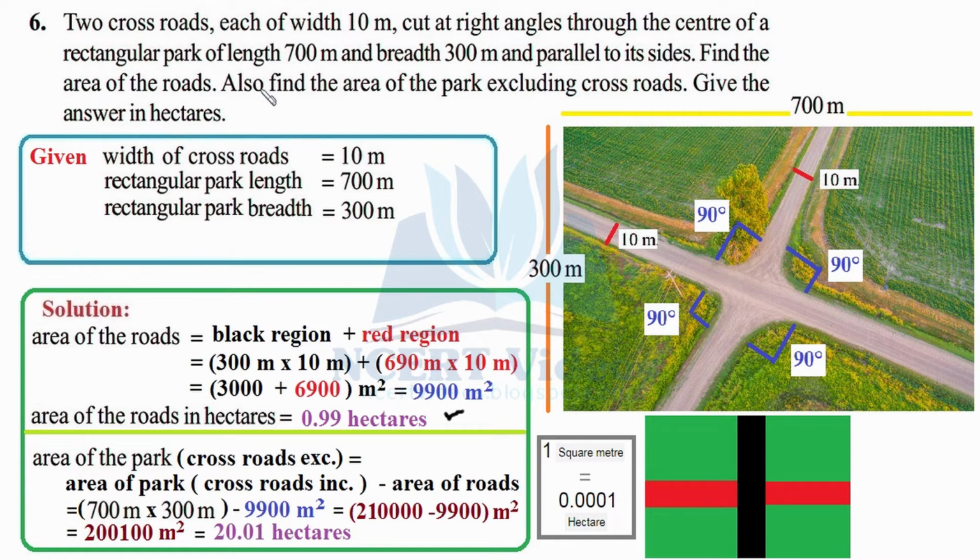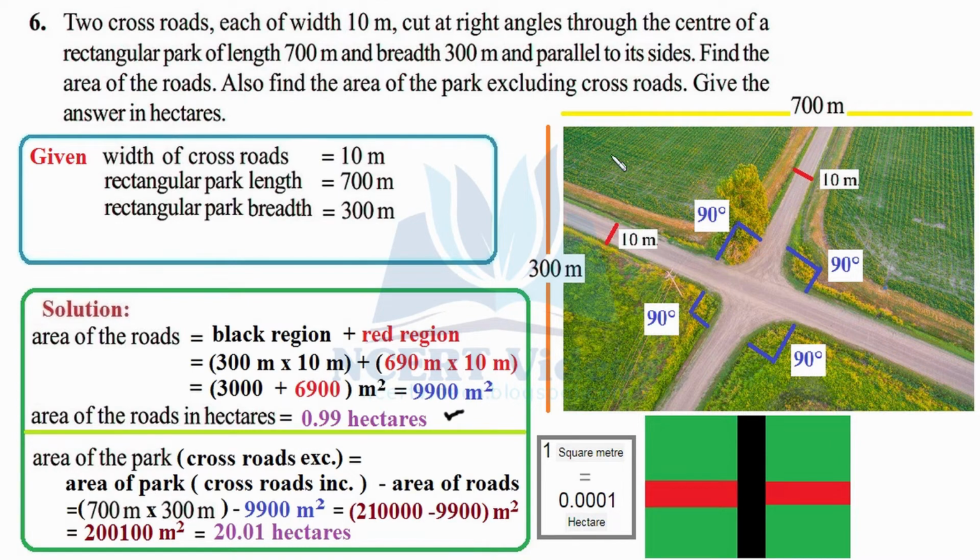Now also find the area of park excluding crossroads. That is, we have to find these regions 1, 2, 3, 4. How can we find it? We find complete area of this rectangular park minus area of roads that we have already found. So area of park, that is crossroads excluded, will be equal to area of park, that is crossroads included, that is complete region, minus area of roads which we have found. So it is simple.